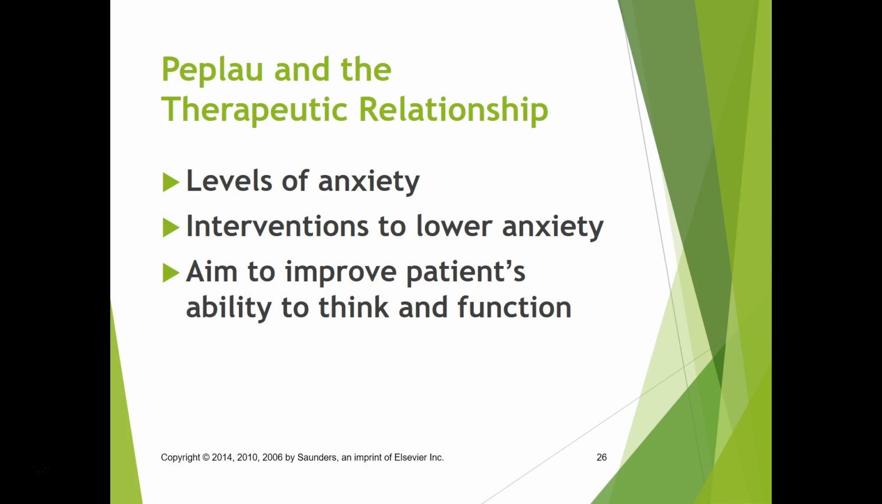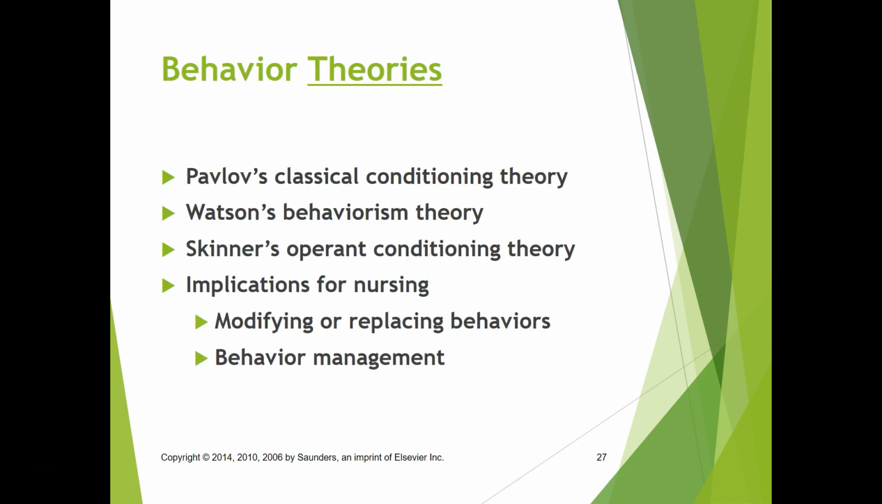So she talks about levels of anxiety when we're thinking about relating to that person with mental illness. We have to think about the level of anxiety that the patient has and what types of interventions we need to perform to lower their anxiety. And the aim is to improve the patient's ability to think and function. So a lot of her theory is based on the premise that people have anxiety, we need to intervene to reduce their anxiety, and that the goal then will be to improve the patient's ability to think and function as a result of our interventions.